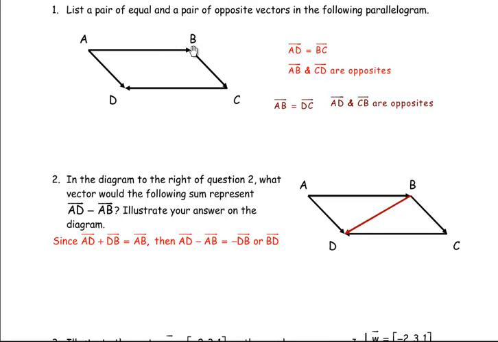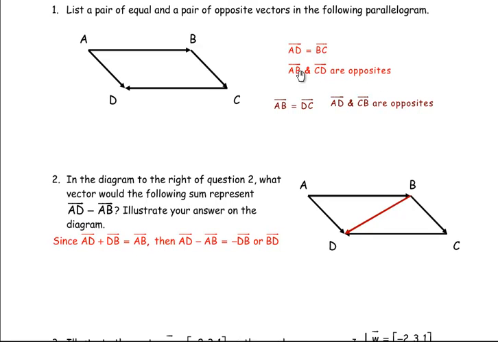Now, if we're told it's a parallelogram, the opposite sides are the same length, so we know the vectors would be the same length. Now, a pair of equal vectors, well, this AD and BC would be a pair of equal vectors. They are the same length and going in the same direction, so they have to be equal vectors. A pair of opposites are, for example, AB and CD. AB goes towards the right, CD goes towards the left.